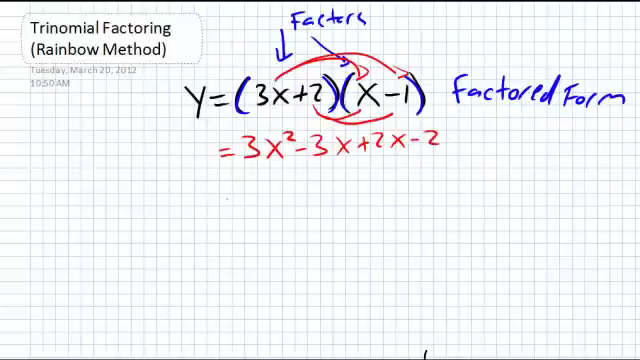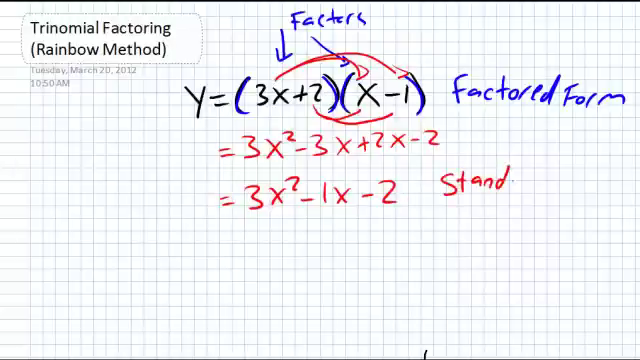Combine my like terms, and I get 3x squared, minus 3 and a positive 2 is a negative 1x, and minus 2. This is called standard form, or polynomial.